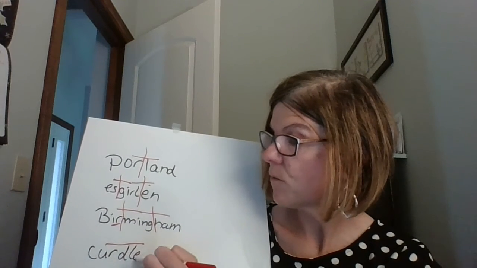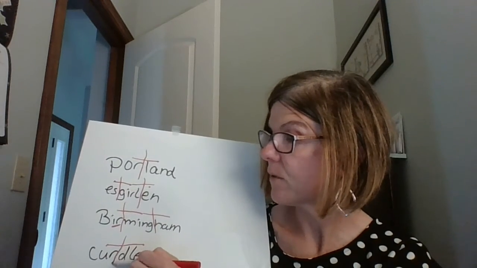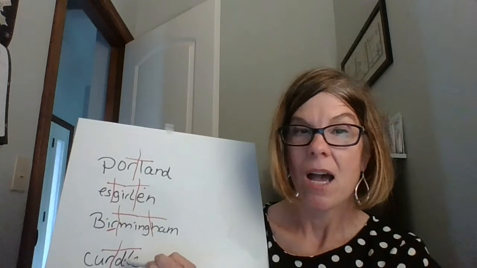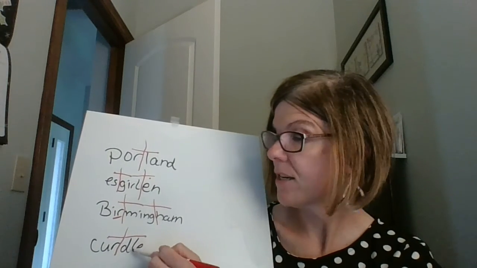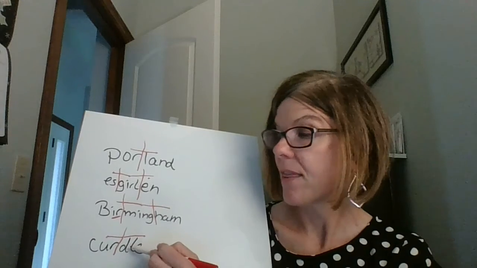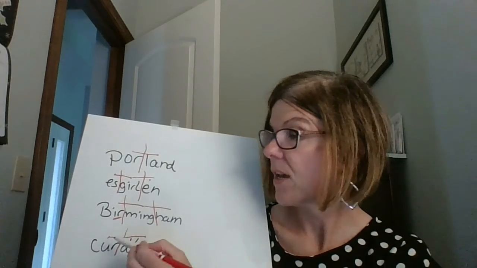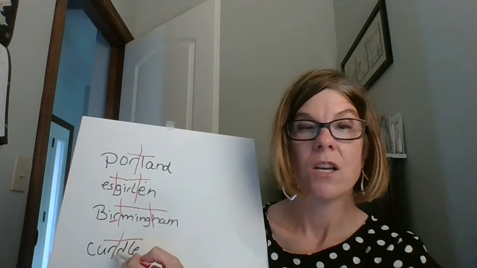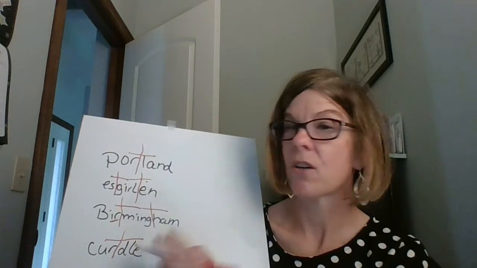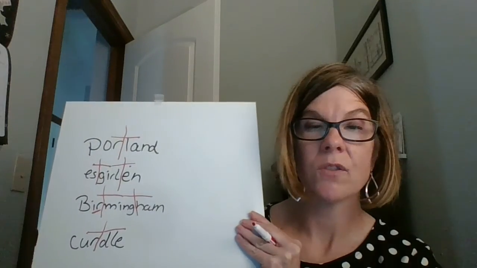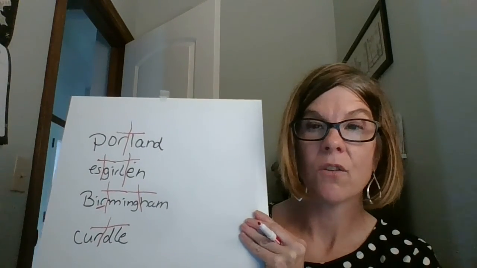And when I'm looking at where to divide it, I'm going to divide it between the R and the D because I know this. I know that when I have LE, I have to have a consonant with it. LE cannot stand alone. So this word is curdle, two syllables, curdle. So that's how you spot and dot our controlled vowel words.